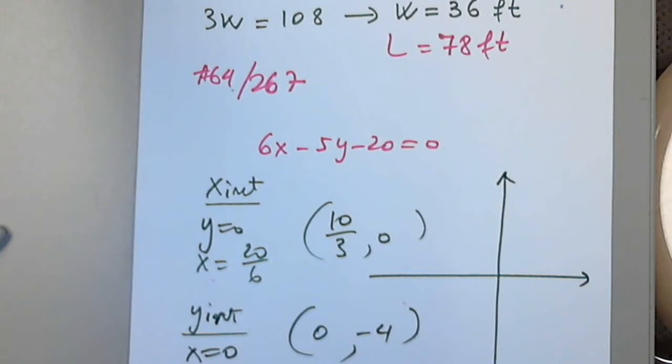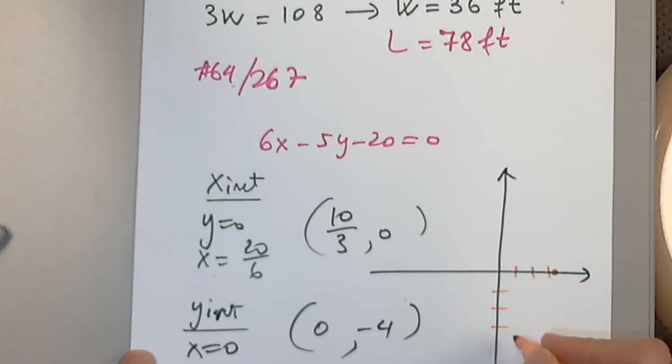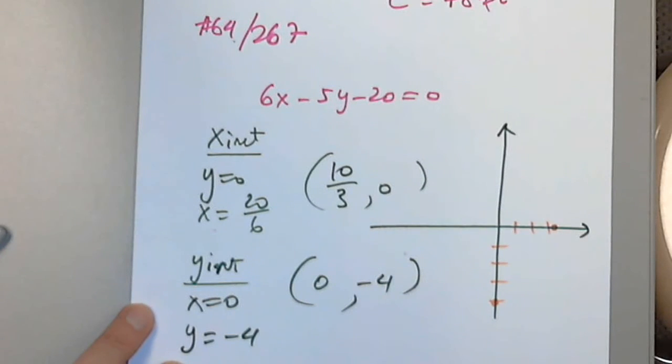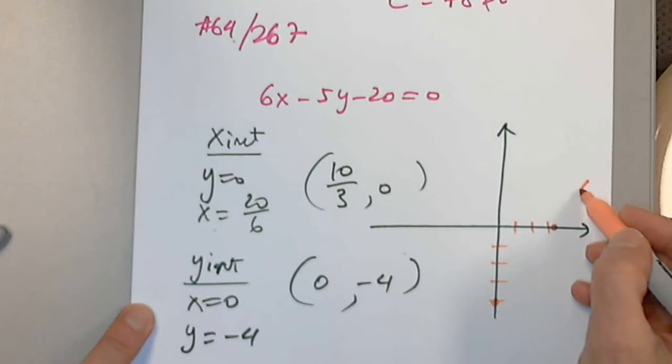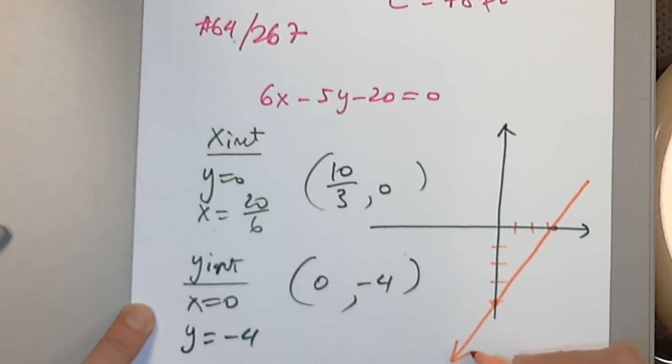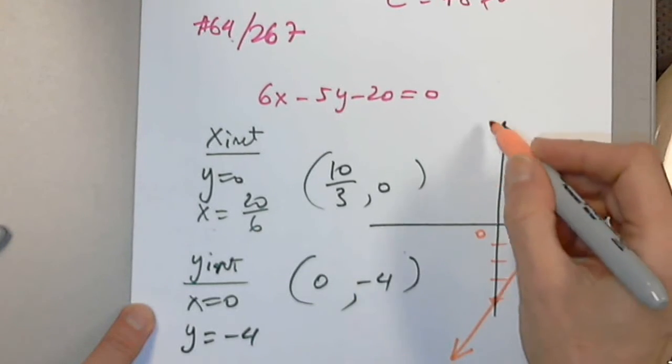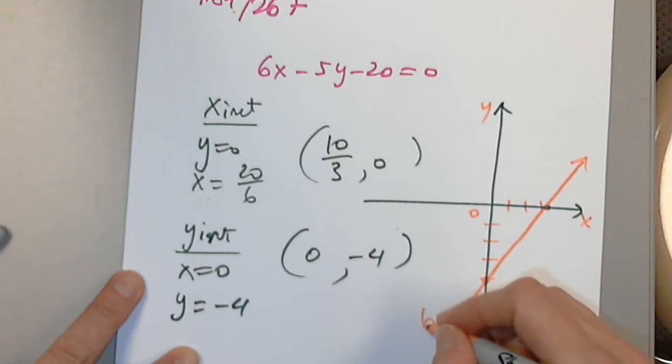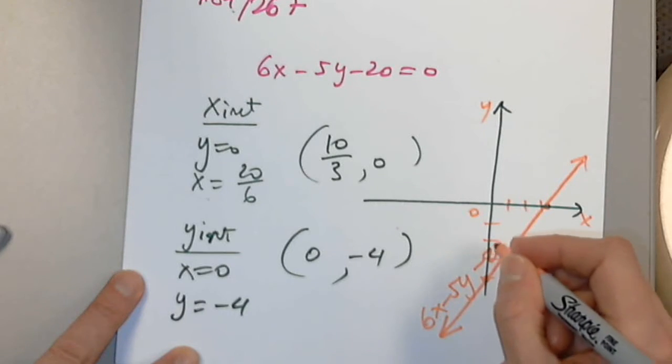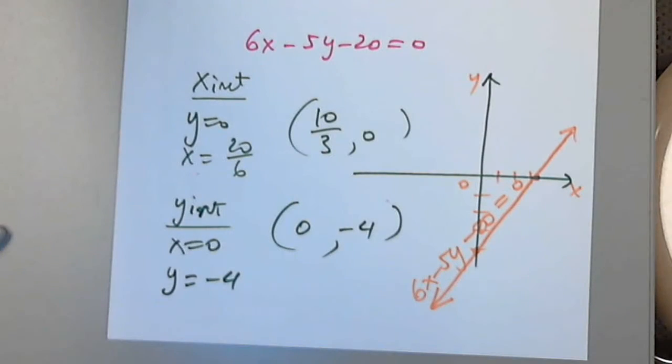10/3 is a little bit more than 3. It's kind of hard to plot 10/3. 3 1/3. And 0, -4. Okay. Connect and extend the line. Always write the name somewhere. 6x minus 5y minus 20 equals 0. This is what we graphed.